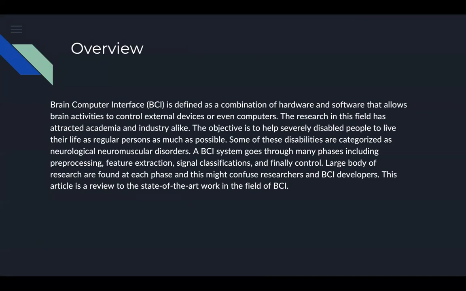There are many researchers working on this technology, and many people in the medical domain working on neuromuscular pain or neuropathy. They are trying to cure these diseases using BCI because it allows them to interact with the brain neuron signals.